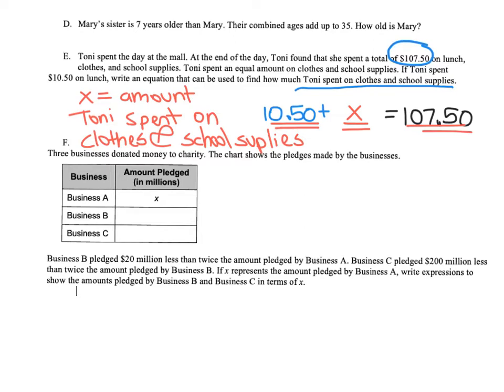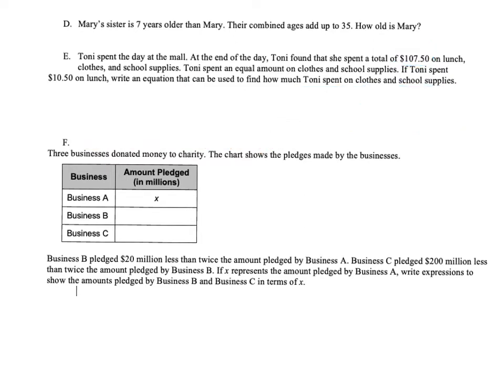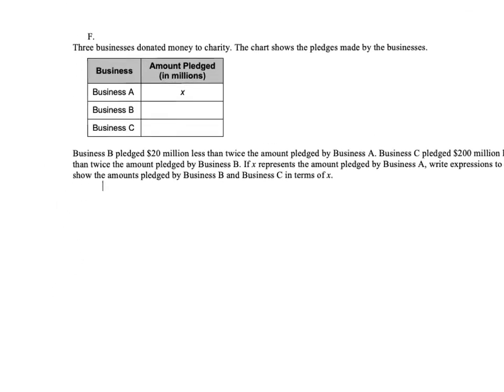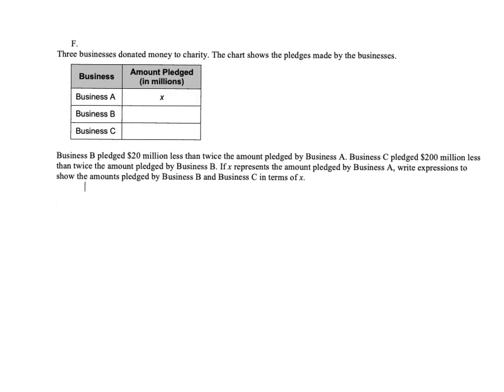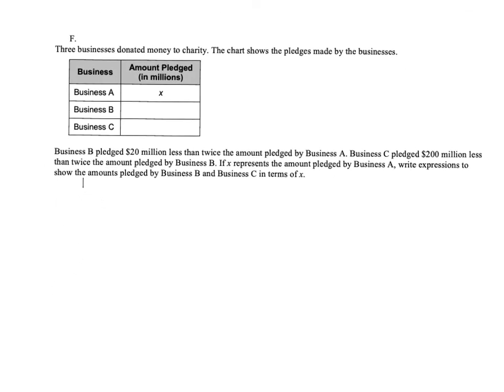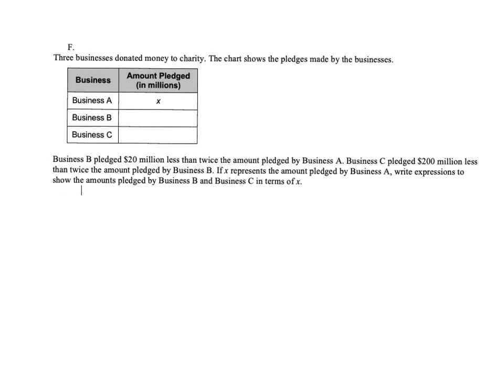Okay, the last problem we're going to do together today. And I think I'm going to actually have us do this together so that way you're ready for your assignment. It says 3 businesses donated money to charity. The table shows the pledge made by the business. Business B pledged $20 million less than twice the amount pledged by business A.